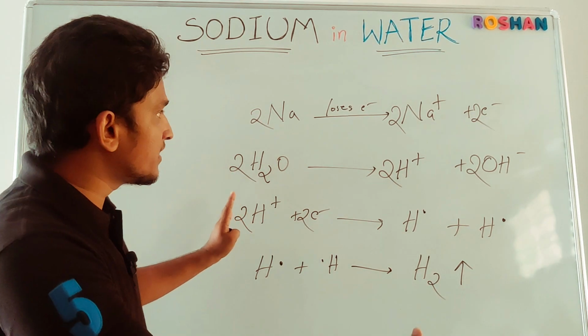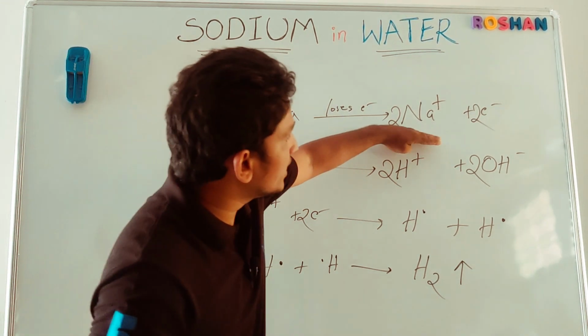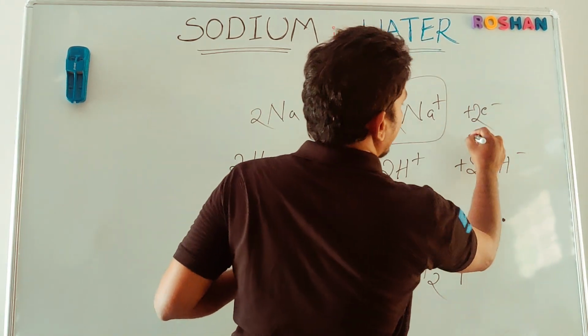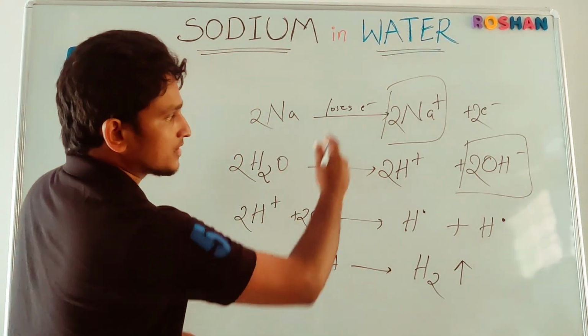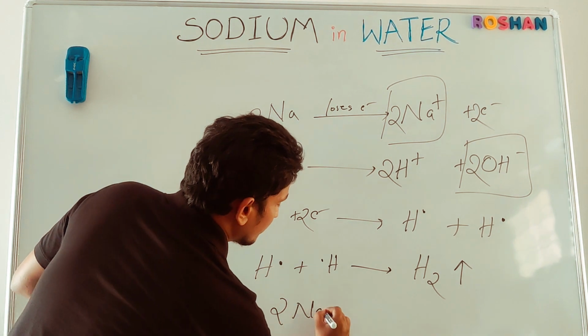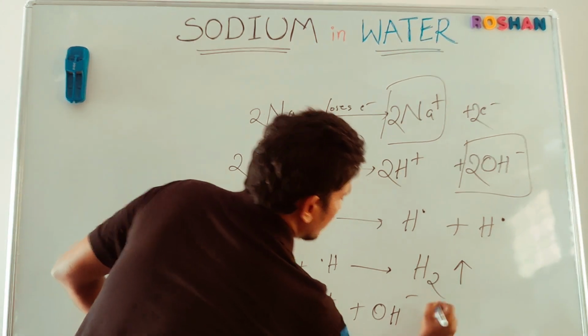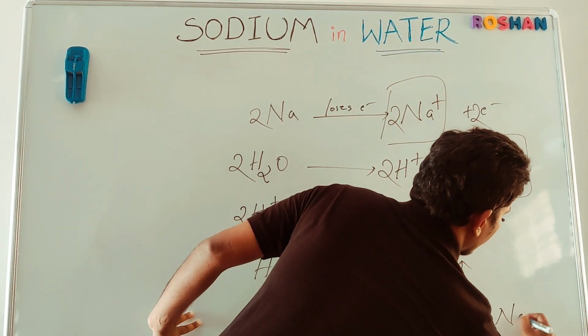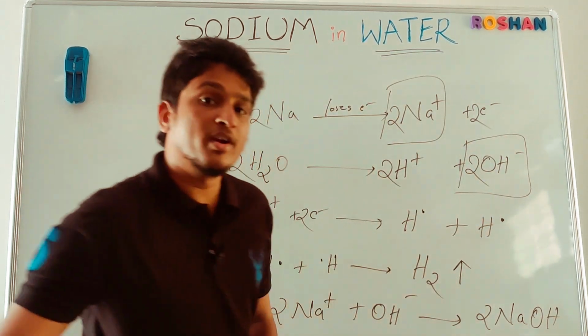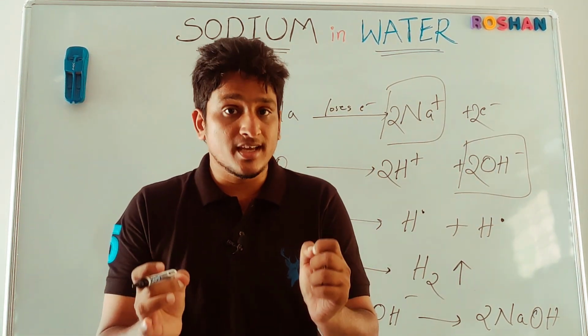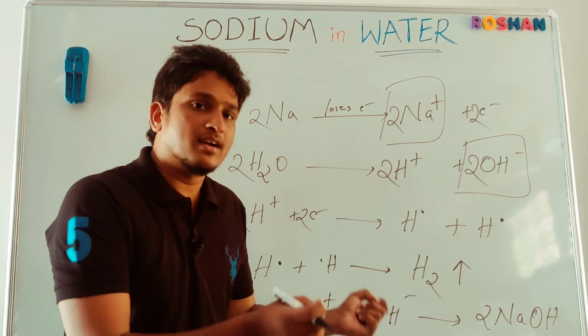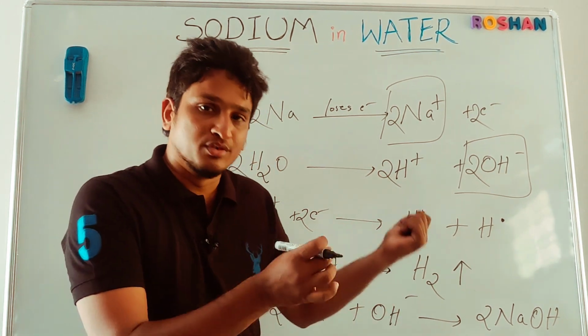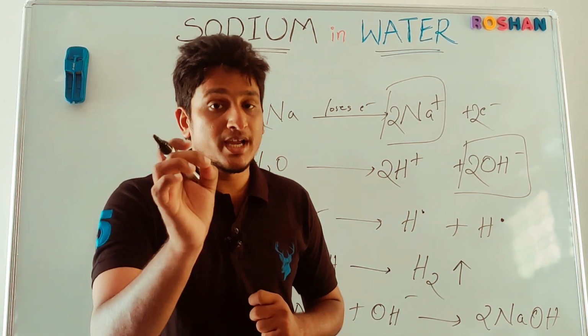And what is left in this reaction, students, if you can see, is sodium ions and hydroxide ions. They combine with each other and produce sodium hydroxide, which is a base. That's why when you add an indicator like phenolphthalein to this solution, it changes to a pale pink color.